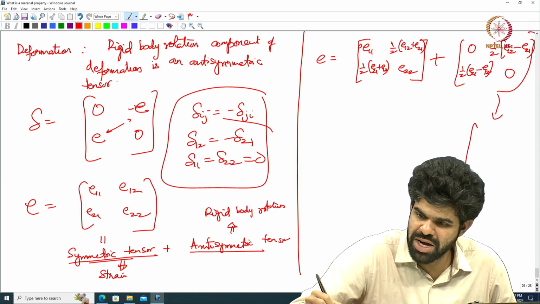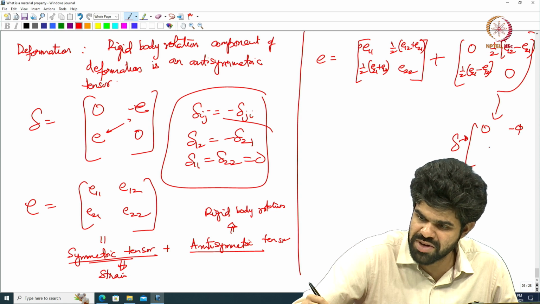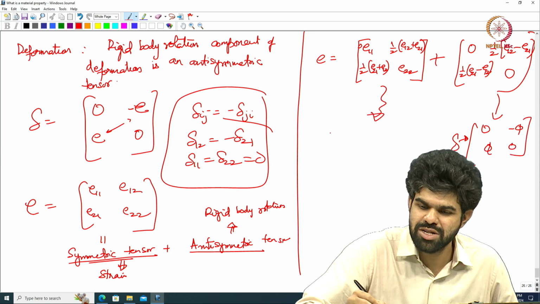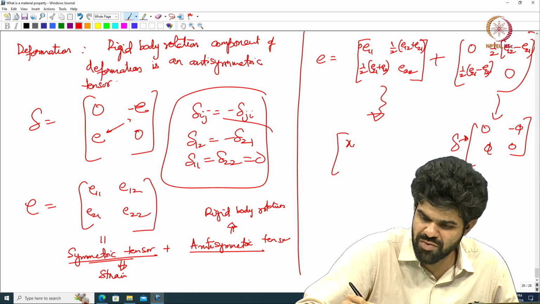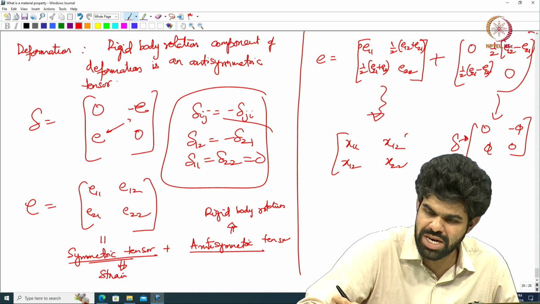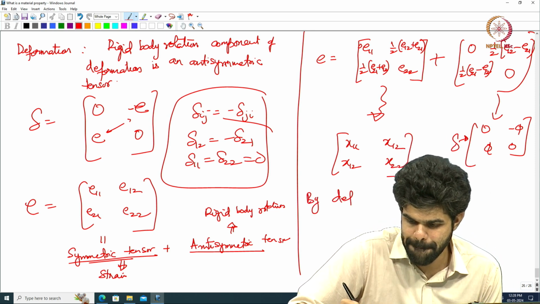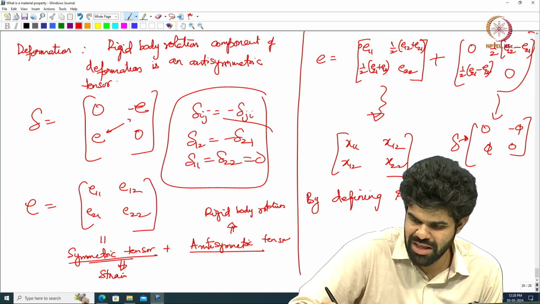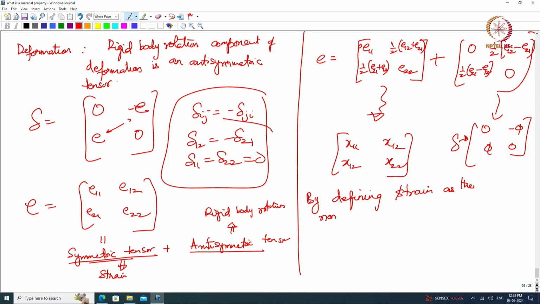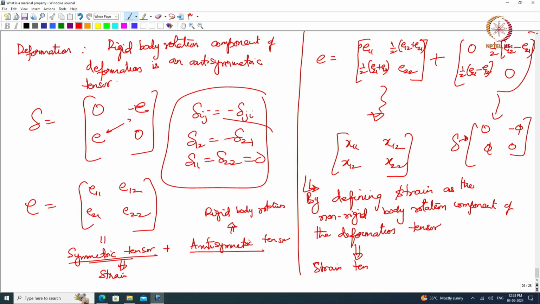So, this is like my delta, right. So, the rigid body rotation is 0, minus phi, phi, 0, whereas this is my strain tensor. So, instead of writing it as that, I am going to write it as x11, x12, x12, x22, right. So, just by defining strain as the non rigid body component, the component of the deformation tensor that remains after removing rigid body rotation, right, I have the strain tensor now, the small x ij becomes a symmetric tensor.